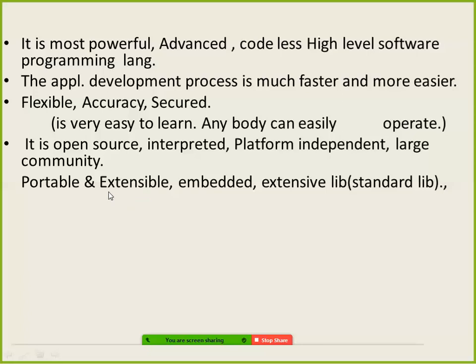Extensible means my Python application can work under Java, can work under C, can work under .NET also. Now I developed a project under Python. That Python project can be executed under Java also, under .NET also, under C language also. That is called extensible. Embedded: all other projects, all other applications, it may be a Java application or C application, can be run under a Python machine. That is called embedded.